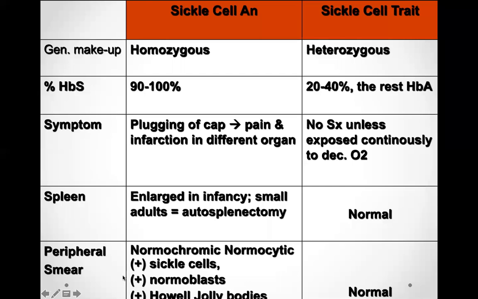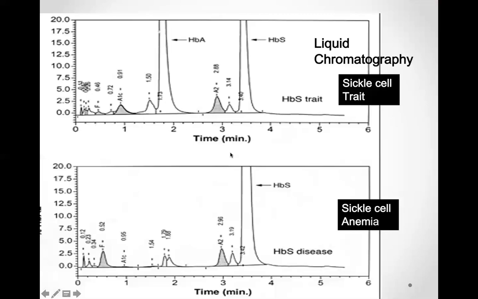Okay, the part that you can see is just the lifespan. Usually it's fatal for sickle cell anemia, and you would expect a normal life expectancy in patients with sickle cell trait. So this is your hemoglobin liquid chromatography.